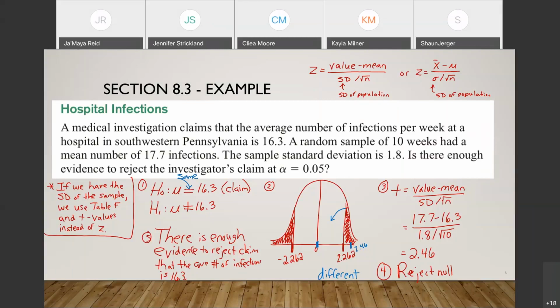So again, just kind of keeping it summed up for you, the only difference between this section and the last section was that part number 2, where you're going to the table. So you either go to the first table or the second table, depending on that standard deviation. So when it says sample, we could use table F.